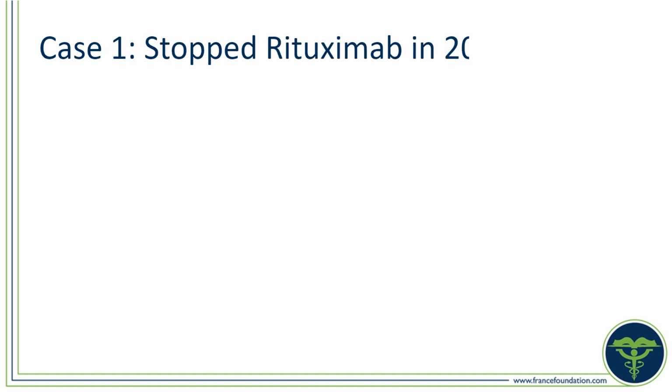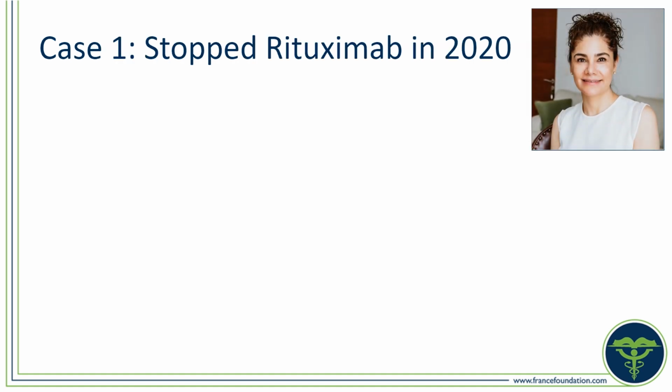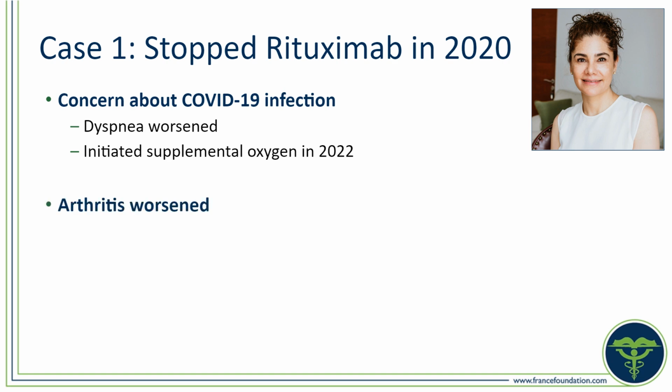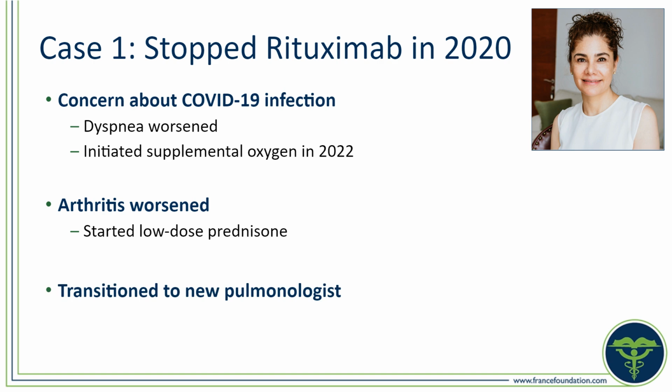As I mentioned, the patient decided to stop rituximab in 2020 due to a concern about COVID-19 infection. Unfortunately, her dyspnea worsened, and she had to initiate supplemental oxygen in 2022. In addition, when she stopped rituximab, her arthritis also worsened, and she was started on low-dose prednisone, which can be disease-modifying for patients with rheumatoid arthritis. In addition, she transitioned to seeing a new pulmonologist.